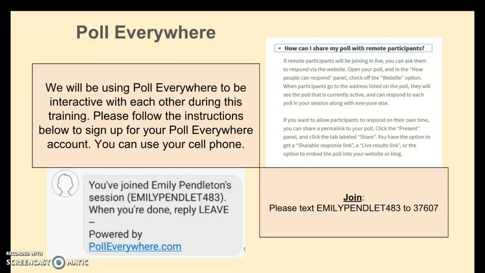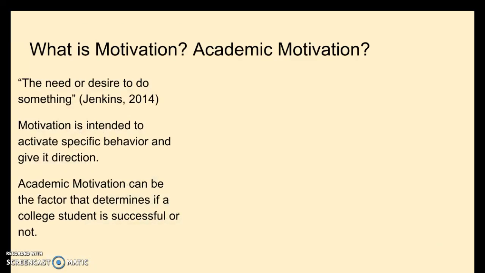Now that everyone's had a chance to do that, we're going to move on to our topic at hand. Today we're going to talk about motivation, specifically academic motivation. What is academic motivation? What does that look like? A basic definition by Jenkins 2014 is the need or desire to do something. Motivation typically impacts our behavior. It gives our behavior direction. It tells us where we want to go, what we want to do. And academic motivation can be a really big factor that impacts college student success.